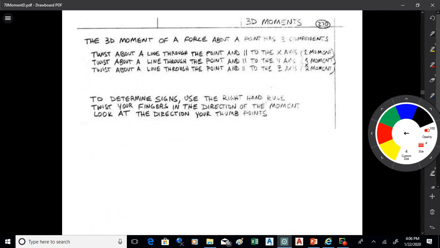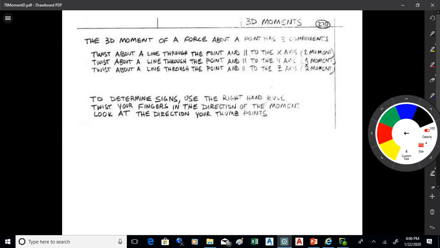So now I'm on page 270. So a 3D moment about a force has three components. The twist about a line through the point and parallel to the x-axis, which is the I moment. The twist about a line through the point and parallel to the y-axis is the J moment. And the twist about a line through the point and parallel to the z-axis is the K moment.